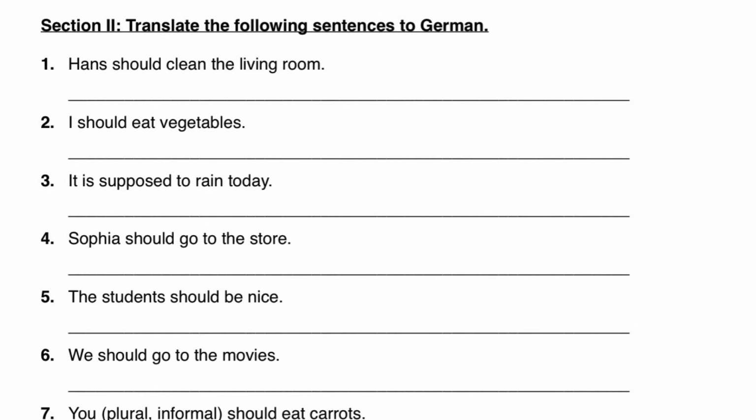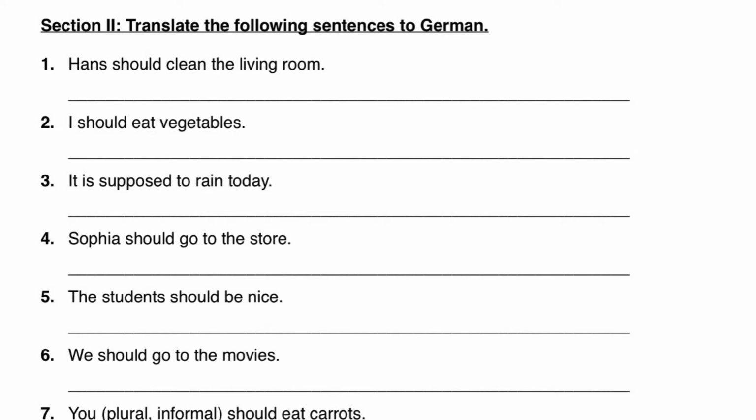In section 2, we're supposed to translate the following sentences from English to German. The first one here says, Hans should clean the living room. So we start off with the idea that Hans doesn't change. It's still Hans because we don't change his name just because it's a different language. Should, in this case, is going to have to be conjugated to go with Hans, which means soll.